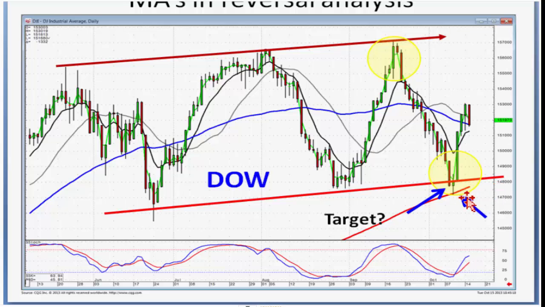Where is our next target? Right back to the bottom of the trend channel. What happened here? That was that big morning star signal.